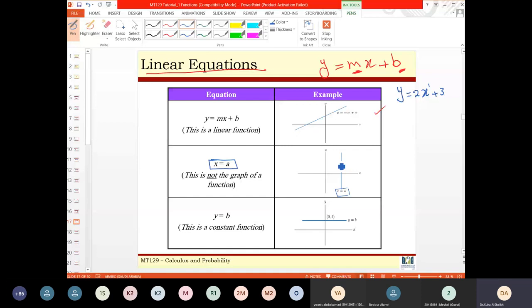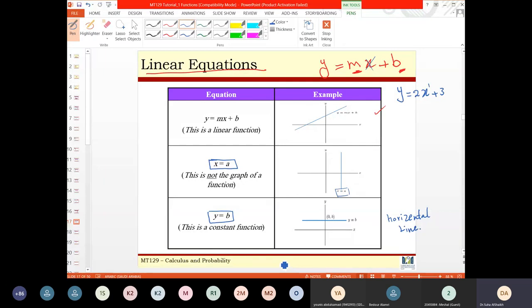Applying a vertical line test, this is not a function. The other special type is whenever we have y equal to b. If I put x equal to 0 here, it will be y equal to b. Y equal to b is a horizontal line. We call it horizontal. This is a horizontal line.